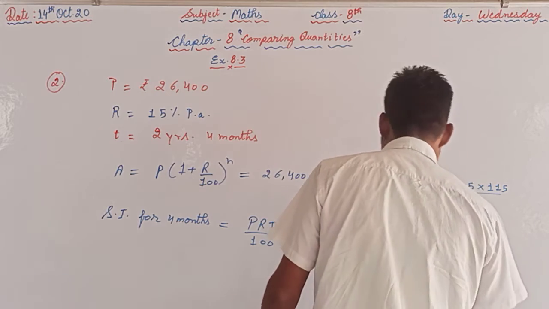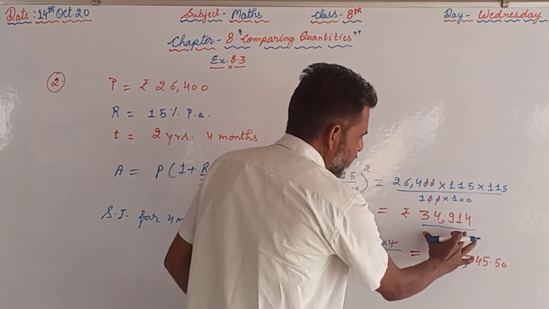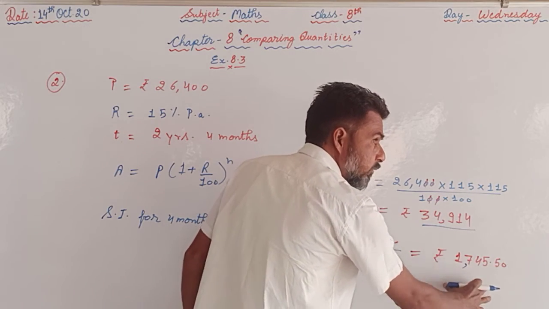That is the simple interest. Now, how much amount she has to pay at the end of 2 years and 4 months will be this amount at the end of 2 years plus this simple interest for the 4 months.